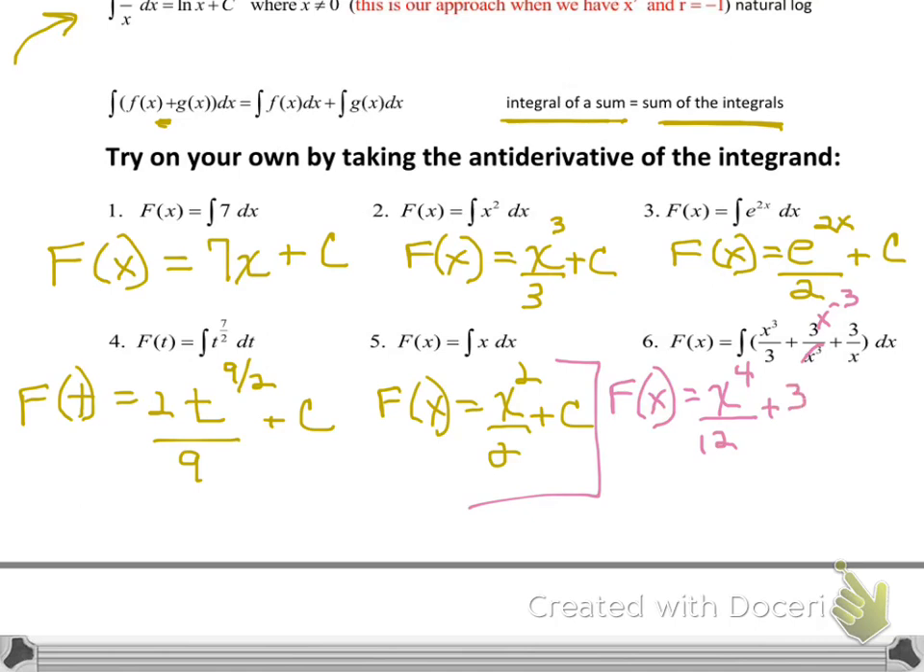Plus, okay, so I have the 3. This is going to be x to the negative 3, add 1, that makes it negative 2, and then divide by negative 2. And what I can do is put the 2 down here and make this a positive 2 in the denominator. And then the last piece is just 3 natural log of x, and I'm going to add the constant of integration. So those are 6 good solid problems that you want to be able to work through and understand. So if you need to, go back and listen to that again.